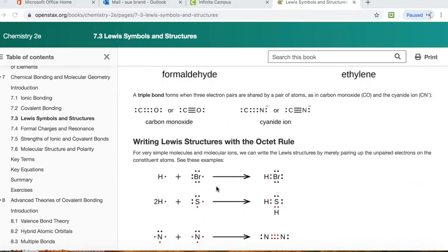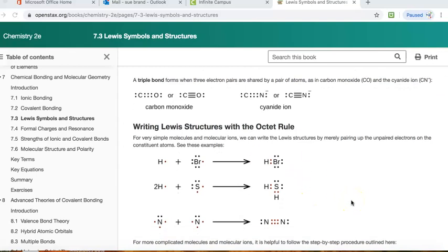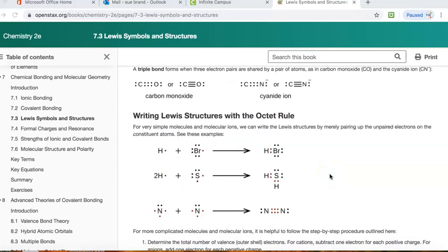If you did the lab on Wednesday, you probably already have a good idea of how to assign formal charges to elements in a compound, and how that dictates which Lewis structure is correct, because sometimes you can get to a point where you have 2 Lewis structures that are actually correct, and so you have to figure out which one is more likely to be the correct structure. You figure that out by assigning formal charges to each element in the compound.